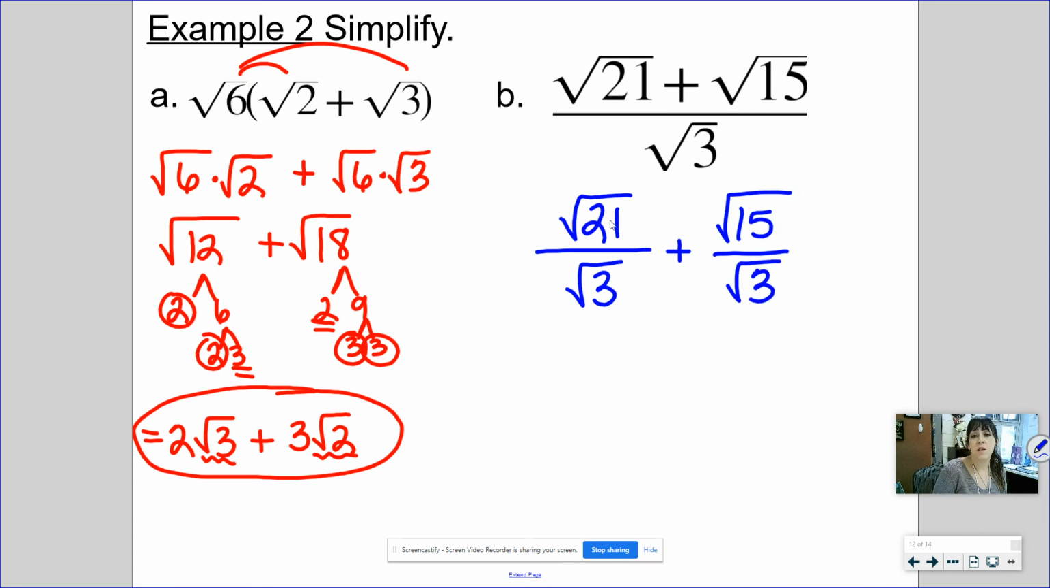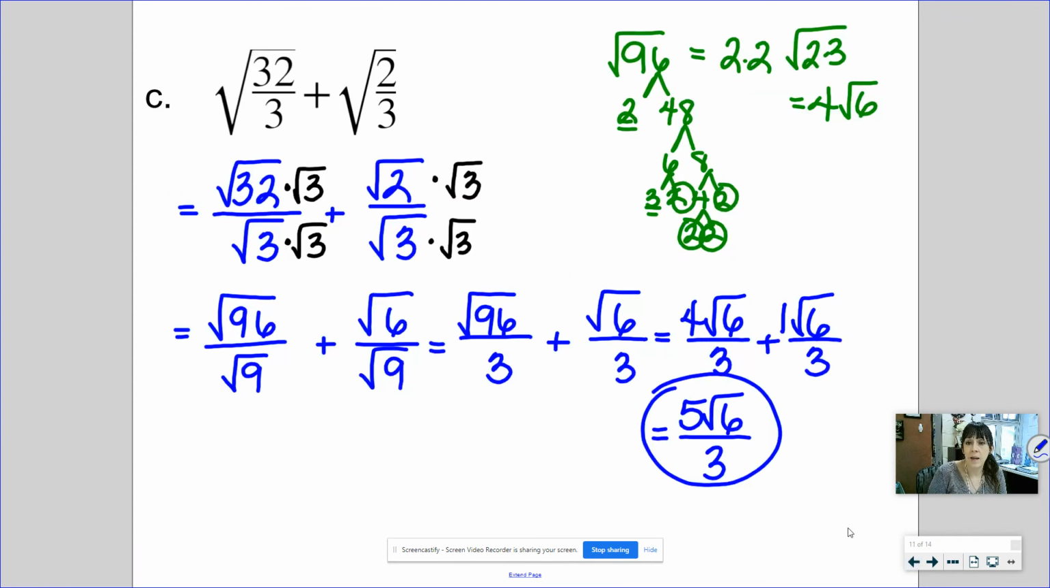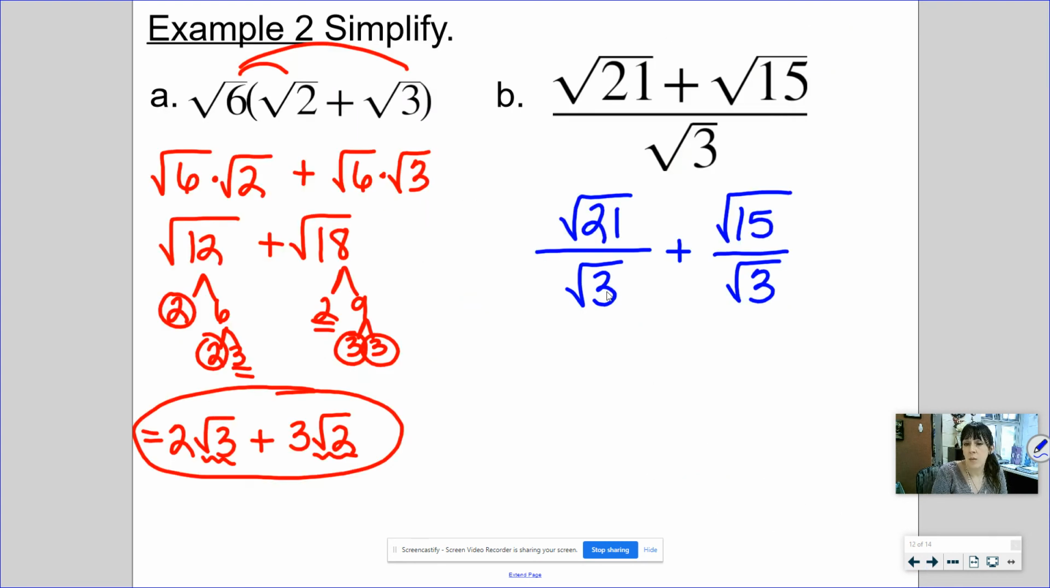I actually think in this particular question, it's probably going to be faster to use the division property. Like back here, we had to rationalize and do all that mess. But here, if you look, 21 and 3, those are divisible by one another. 15 and 3, same thing. So what I can do is use the division property, which just allows me to put the two things that are being divided into one radical. That way I can actually just divide them.